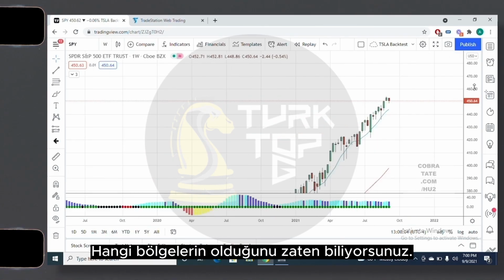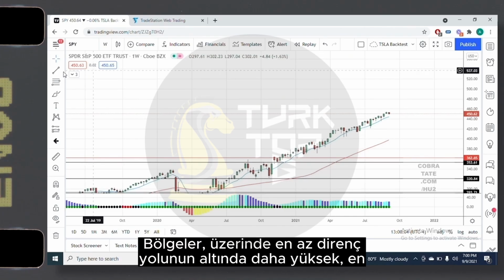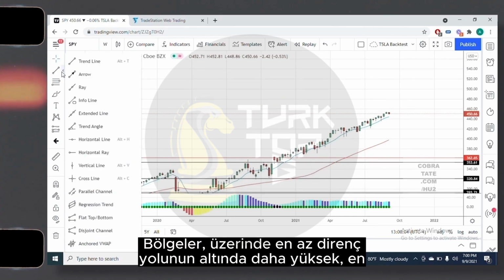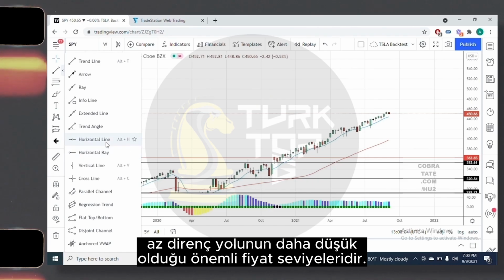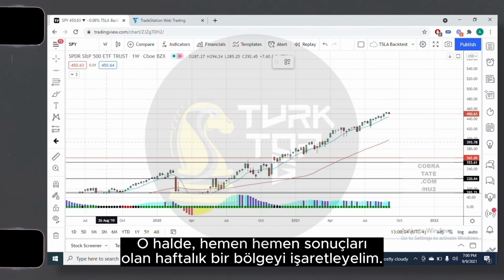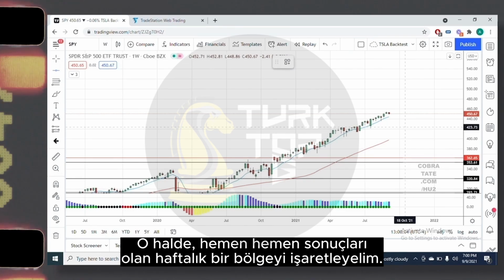All right, so let's start discussing this from a bigger time frame, from the weekly time frame. You already know what zones are. We discussed that in the first video. The zones are important price levels above which the path of least resistance is higher, below which the path of least resistance is lower. So let's mark a weekly zone that's of immediate consequence.